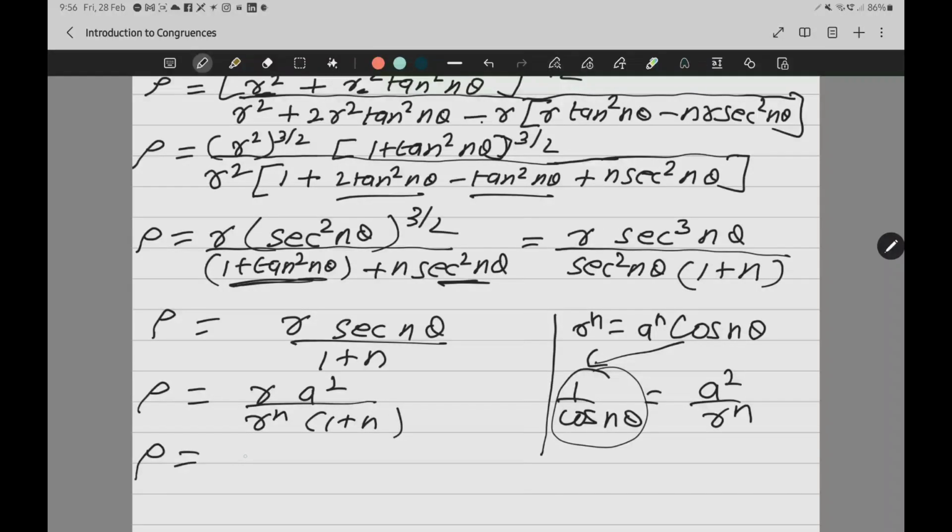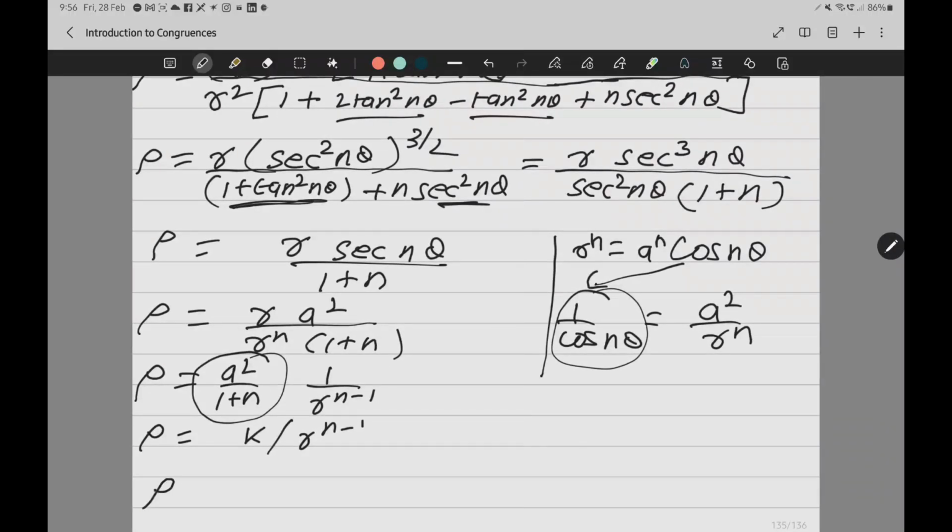So rho is equal to a square upon 1 plus n and 1 upon r to the power n minus 1. Now what is this? A is constant, n is constant. So rho is equal to some constant upon r to the power n minus 1. What does it mean? It means rho is inversely proportional to r to the power n minus 1. I have written directly inversely, right? So this type of questions, usually in polar form, they ask where you have to show that it is directly proportional or inversely proportional. Okay.